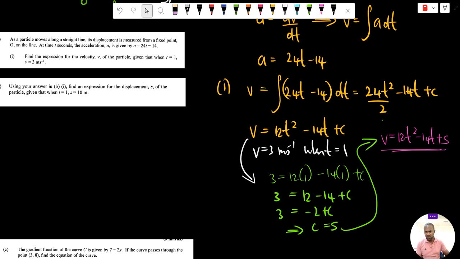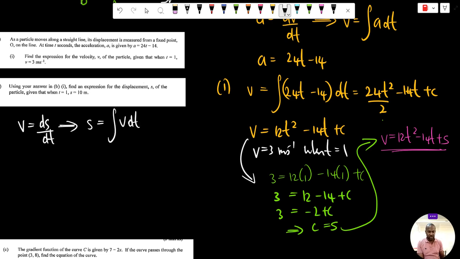Now, part 2 of part B says that using your answer in B part 1, find an expression for the displacement s of the particle, given that when t equals 1, s equals 10 meters. Now, we mentioned before the relationship between acceleration and velocity, and of course, a similar relationship exists between displacement and velocity. Because velocity v is equal to the rate of change of displacement with respect to time, it means that the displacement s is equal to the integral of v dt.